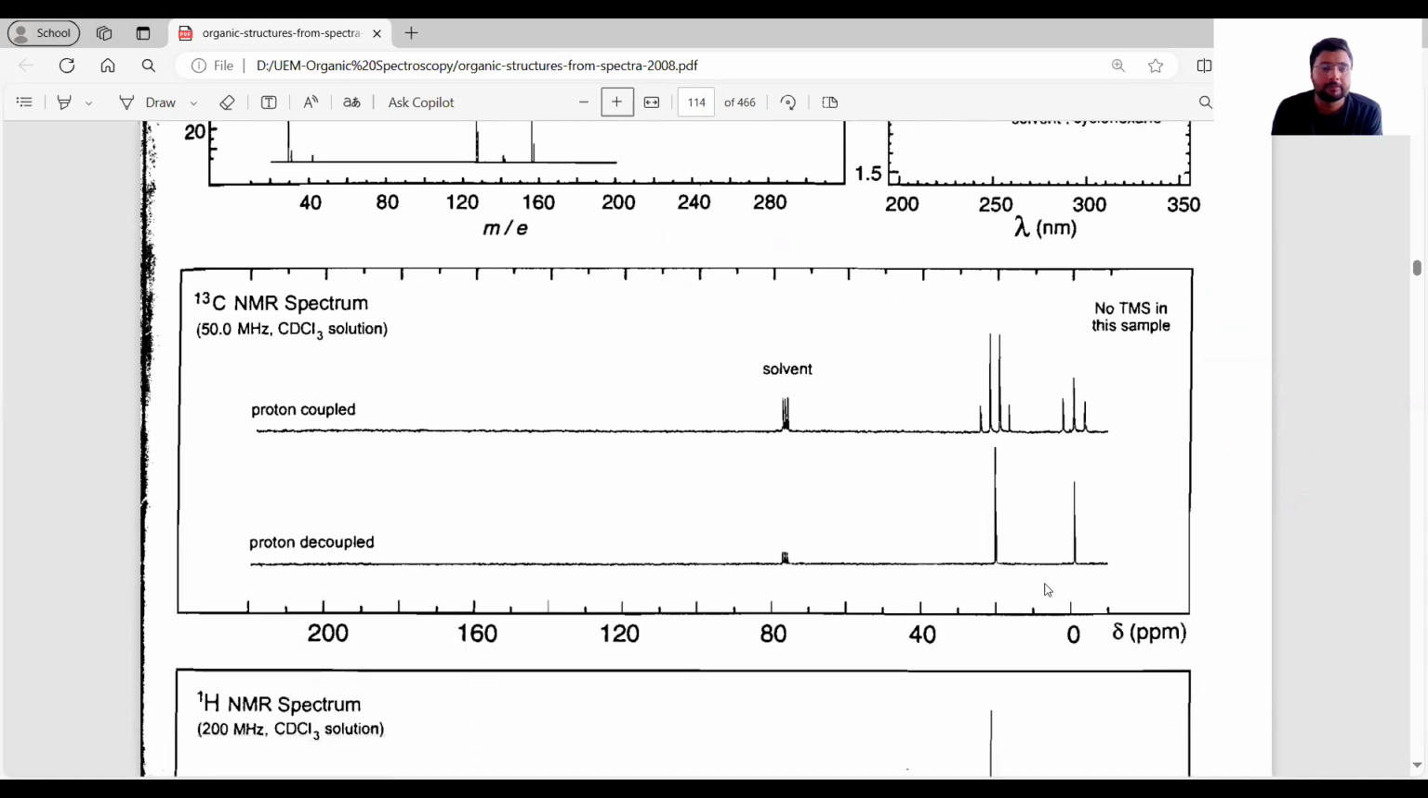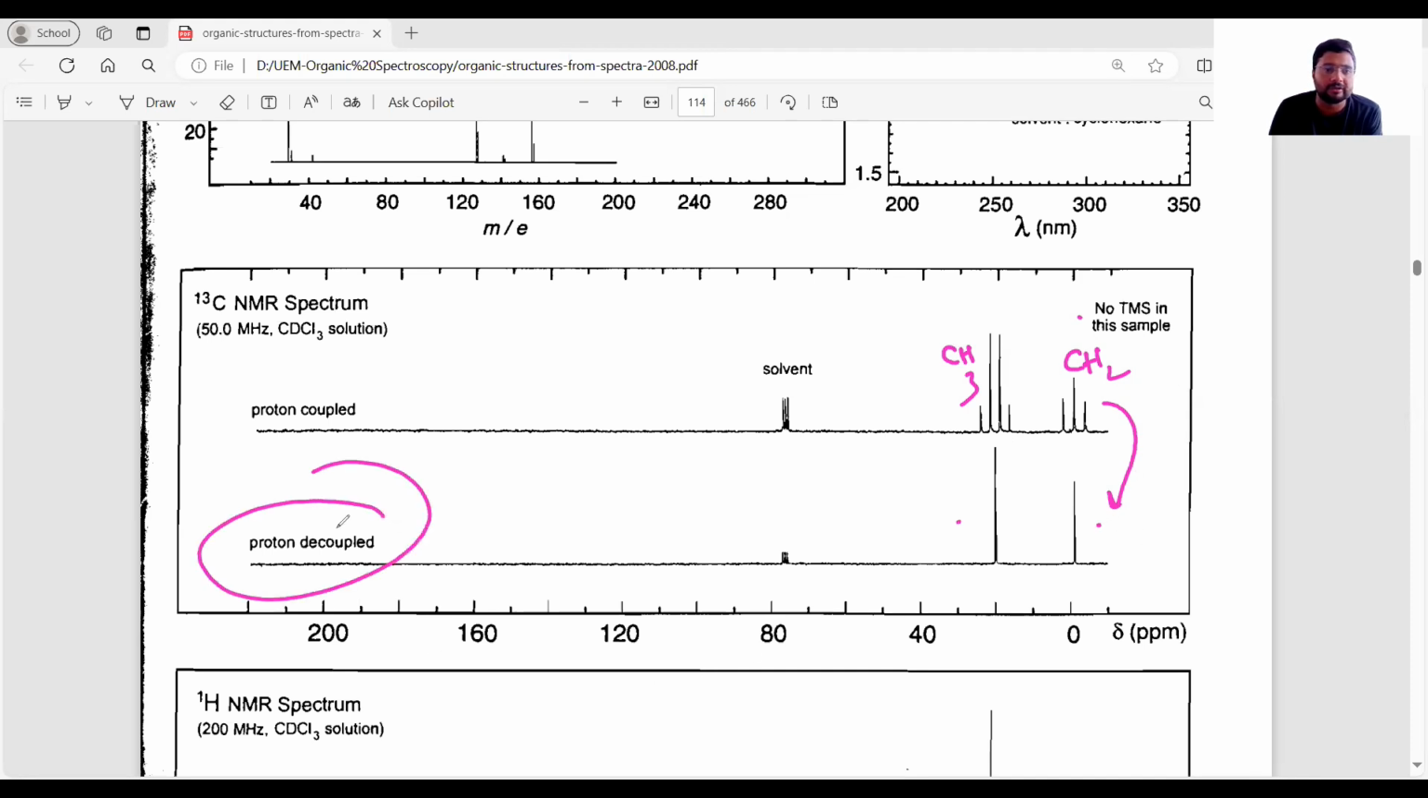If you see the proton coupled spectrum, now he didn't show us the DEPT spectra, he has shown us the proton coupled spectrum of this unknown compound. The proton coupled spectrum gives you signals of CH2 and CH3, a triplet and a quartet. So one CH2 and one CH3 is present. While in proton decoupled, because we remove the hydrogen, it becomes a singlet.